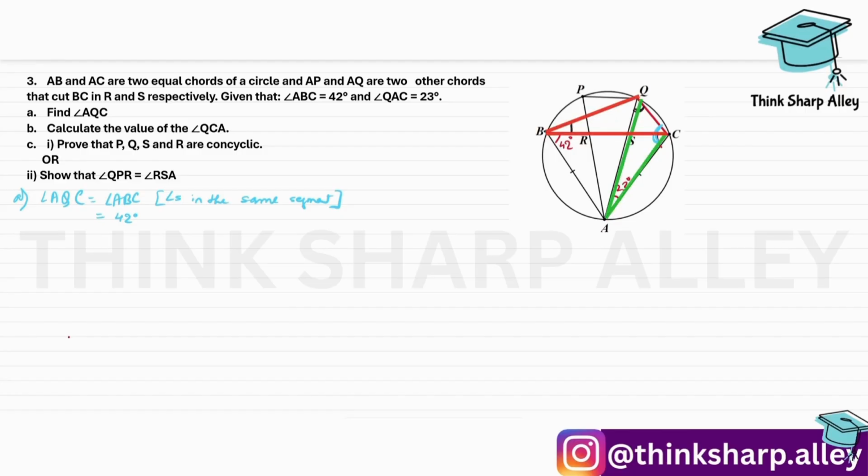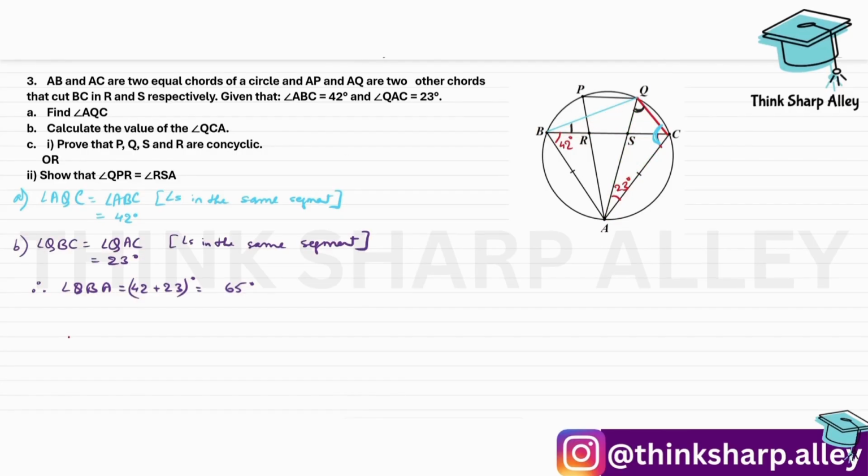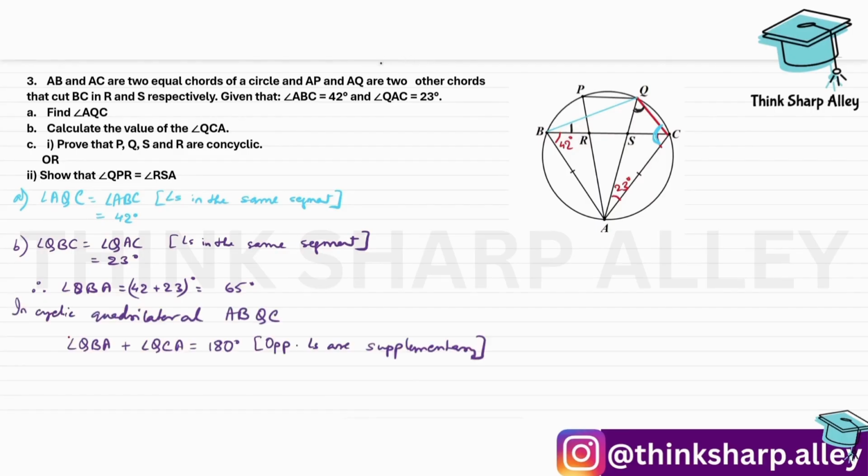So we will get entire angle QBA. So angle QBA is the sum of these two angles, which is 65 degrees. Now in cyclic quadrilateral ABQC, opposite angles, that is angle B and angle C, are supplementary. So their sum is 180 degrees, and we already have angle QBA. So angle QCA will be 180 minus 65. That is 115 degrees. And we are done with part A and part B both.